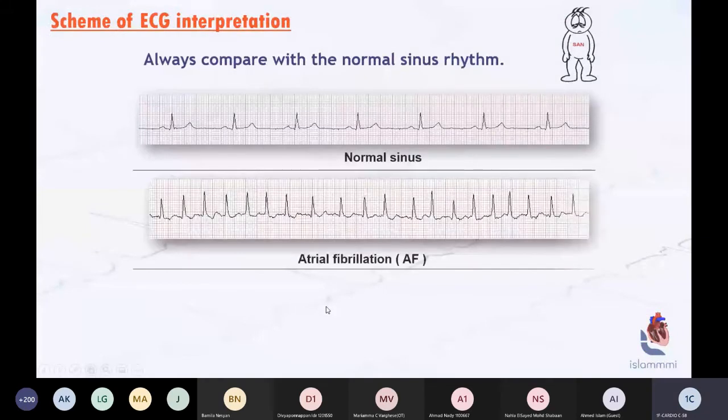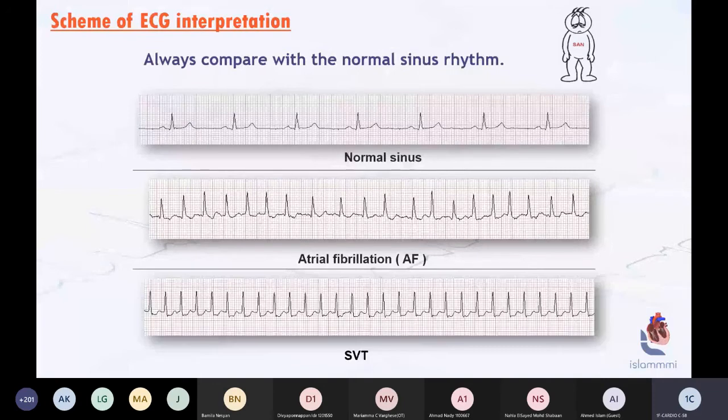Just to compare, definitely this is not the same. So we have a normal, regular rhythm. You can measure the distance between these two, it's exactly the same like the RR interval here. But if you measure the distance between each R wave and another in AF, you never find the same distance. This one is wide, this one is narrow, like that. So this is irregular, no P wave, and this is atrial fibrillation.